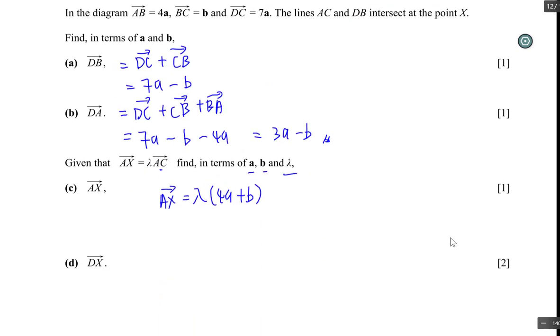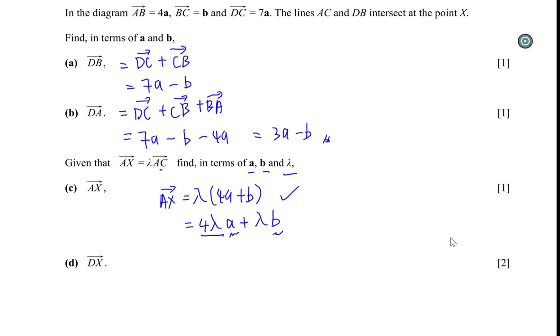So I can leave it like this. But if you don't like, you can just multiply out: lambda A plus lambda B. Make sure the lambda is right in front of the A and B, because A and B are important for us here. But you can leave it like this. It's 1 mark only.